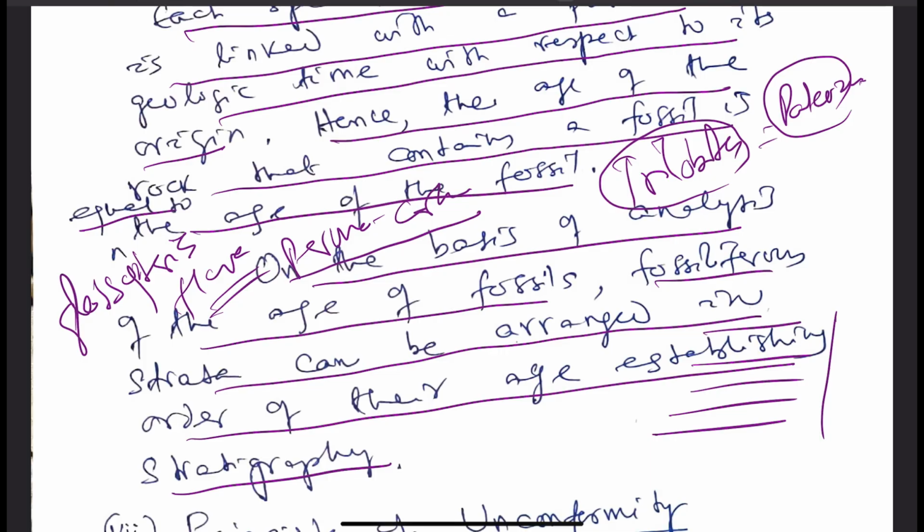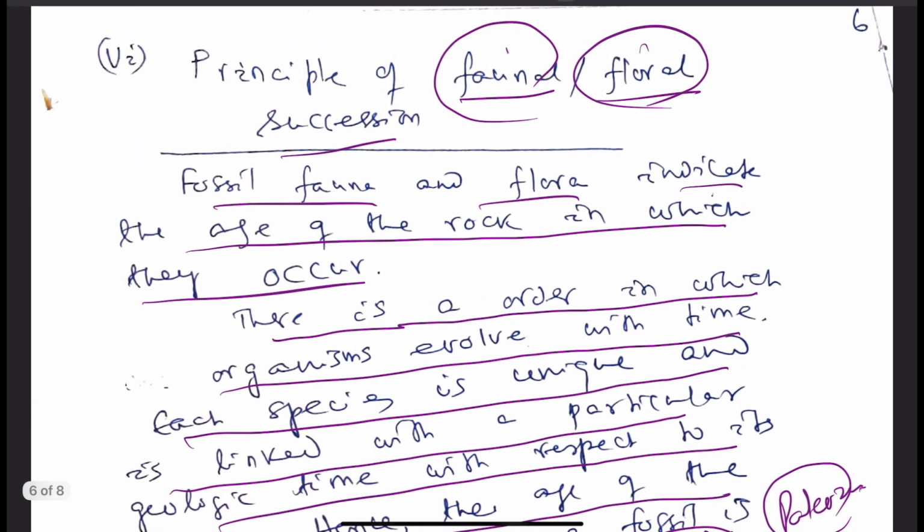Similarly, we have the reptiles. Mesozoic is the age of reptiles. Cenozoic time is the age of mammals. So, based upon the fossil content, it is possible to find out the age of the rock layers and arrange them in order of their age. So, this is one principle: the principle of faunal succession or floral succession.